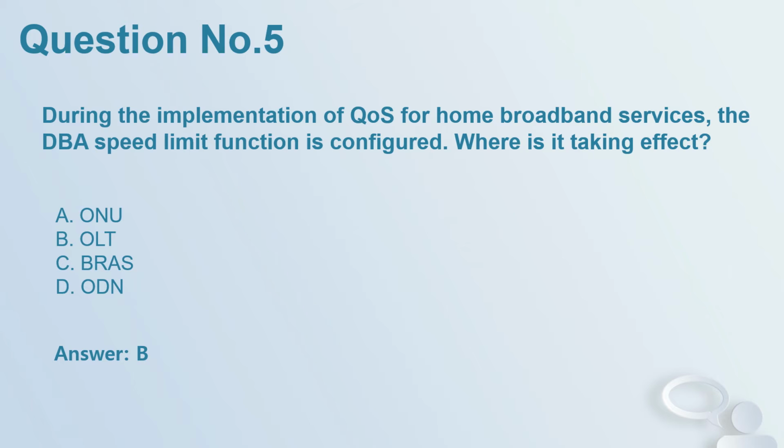Question number 5. During the implementation of QoS for home broadband services, the DBA Speed Limit function is configured. Where is it taking effect? A. ONU. B. OLT. C. BRAS. D. ODN. Answer B.